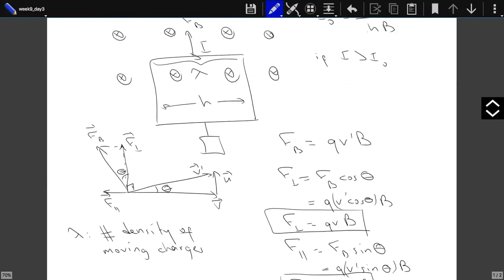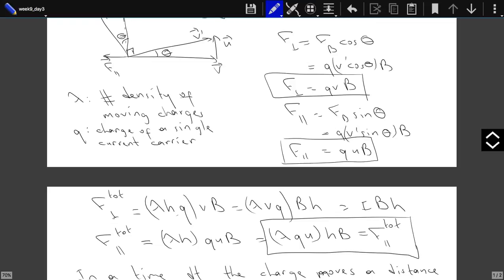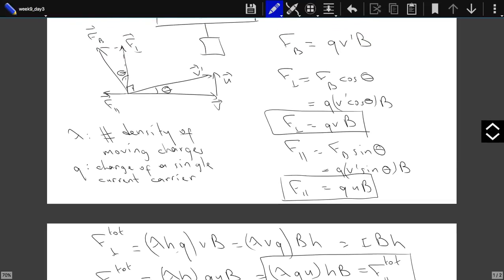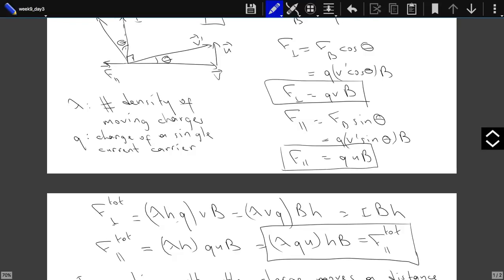So let me just write it over here maybe. Q is the charge of a single current carrier. So why did we write lambda H Q instead of Q? I mean, in the main formula we have Q v B. Here, for example, for perpendicular we have lambda H Q v B. You see, we did write Q, only Q, Q u B.